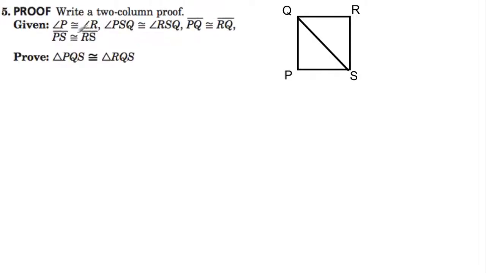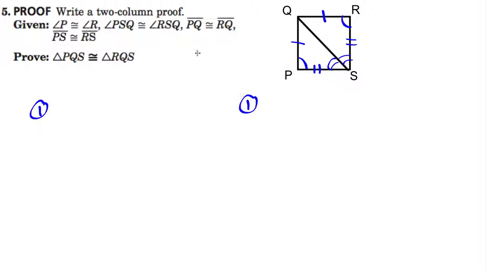All right, let's write a proof, and that's going to end the lesson. So here we have a two-column proof. It's given that angle P is congruent to angle R. We know that PSQ is congruent to RSQ. So those two angles are the same. PSQ is congruent to RSQ, yep. PQ is congruent to RQ. And PS is congruent to RS.